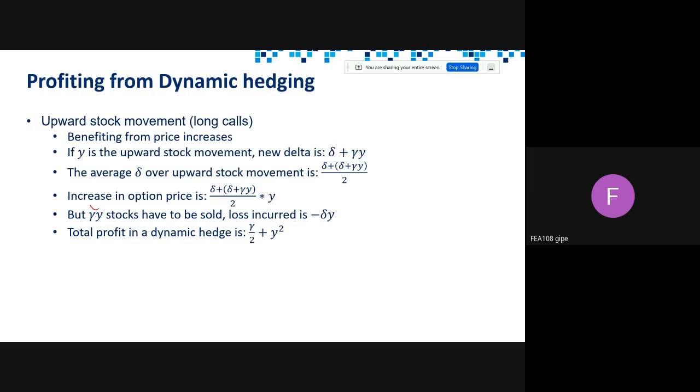Now you need to sell these stocks for delta hedging. Gamma Y stocks have to be sold, and the loss incurred on that is minus delta Y. So the total profit in a dynamic hedge is this on average: gamma by 2 times Y square. Now in market conditions, averages are always funny, because it's a spectrum. This is the average. You could be here, you could be here, but on average, the total profit will be this.